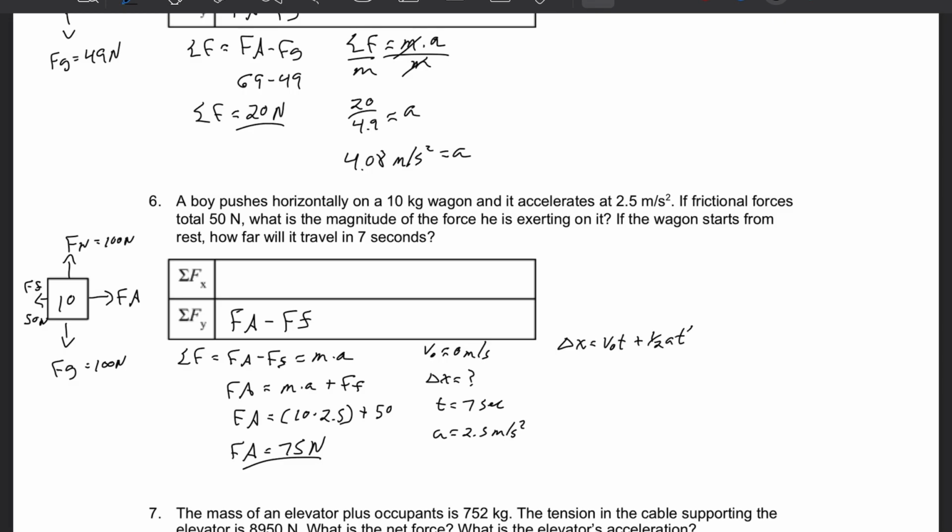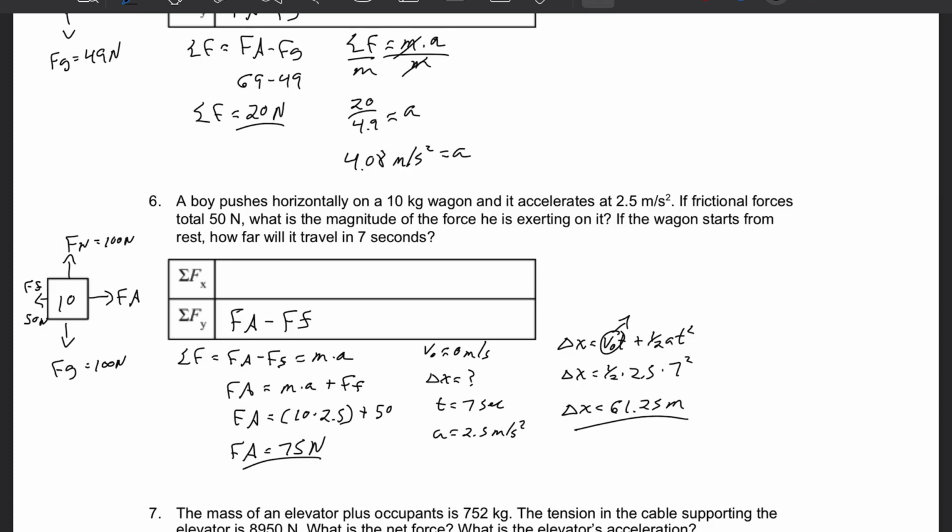Fortunately, again, V naught is 0, so V naught t is 0. You can kind of circle that and take it out. We're solving for delta x, so is the equation, so we're in good shape. 1/2 times 2.5 times 7 squared. So delta x is equal to half of 2.5, which is 1.25, times 49, because 7 squared is 49. So whatever 1.25 times 49 is, 61.25 meters.